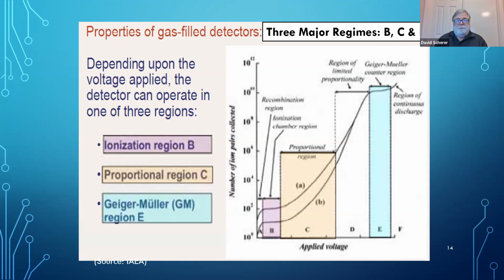Then you can have sort of an amplification, because one electron that's liberated is accelerated so quickly it can create more electrons, and they can interact with other gas atoms and produce more electrons. So as you go to higher and higher voltage, you get more and more signal. Okay.